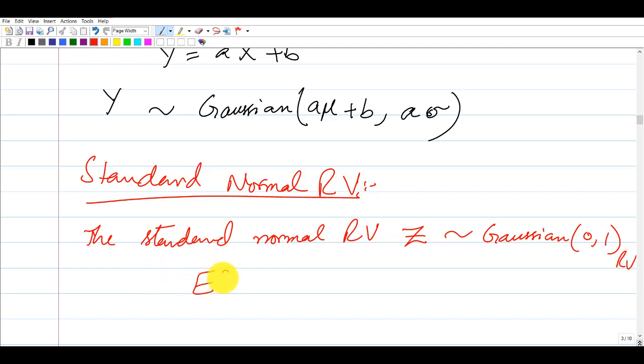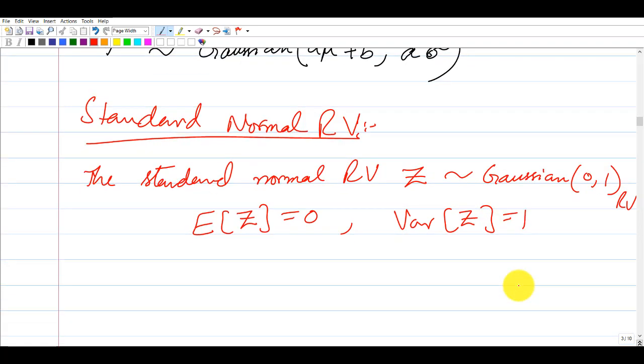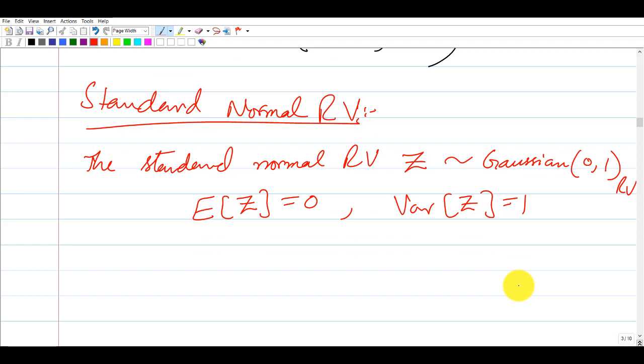So it simply means that here the expected value of z is 0, and variance of z is 1. So what we have done is we have created another random variable z, which is also a Gaussian, and we will see how we have created it. So that would give us the zero mean, and the spread would be 1.